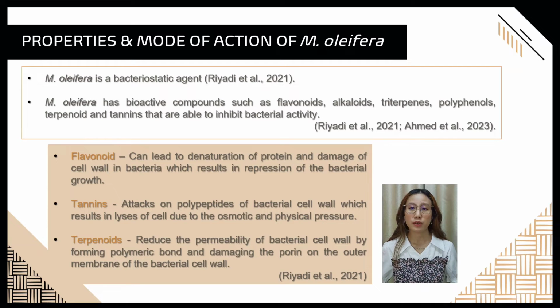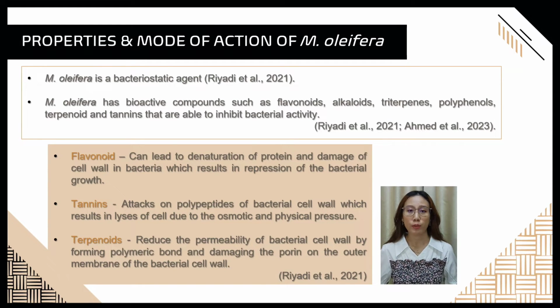Moving on to the properties and mode of action of Moringa oleifera. Moringa oleifera is a bacteriostatic agent as it has bioactive compounds such as flavonoids, alkaloids, triterpenes, polyphenols, terpenoids, and tannins that are able to inhibit bacterial activity. Flavonoid has been reported to denature protein and damage the bacterial cell wall, which results in the repression of bacterial growth. Tannin can also attack the polypeptide of the bacterial cell wall, which results in the lysis of the cell due to osmotic and physical pressure, while terpenoid will act by reducing the permeability of the bacterial cell wall by forming polymeric bonds and damaging the porin on the outer membrane of the bacterial cell wall.